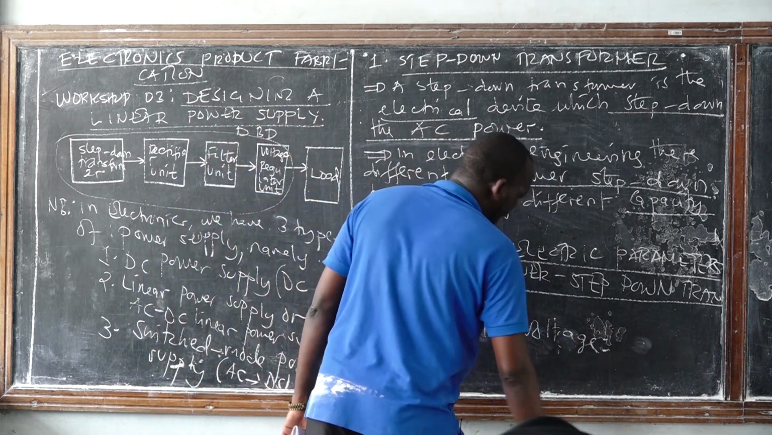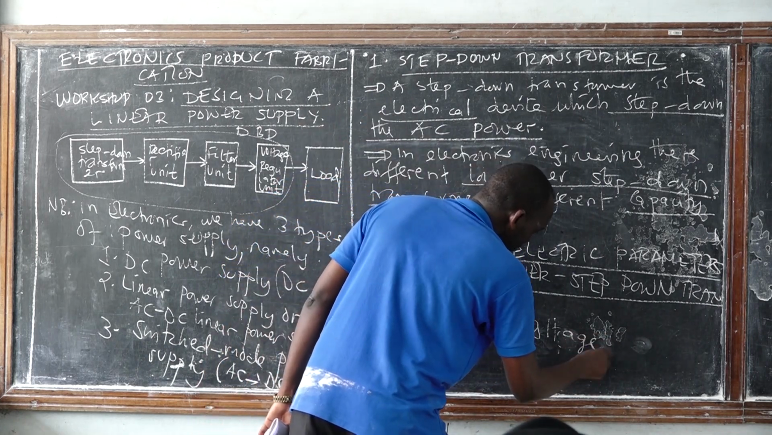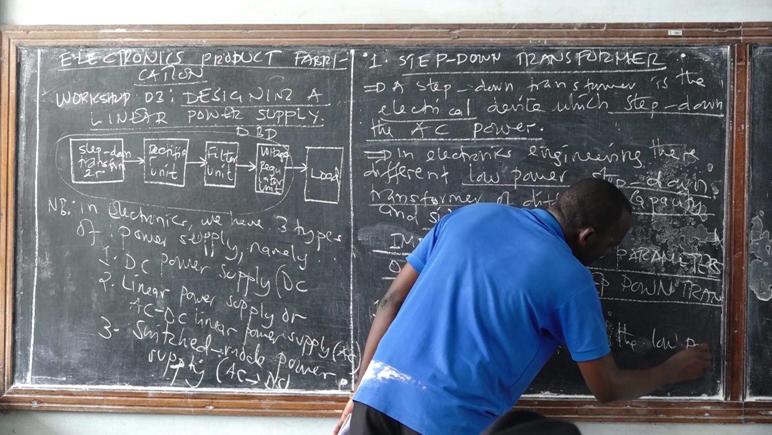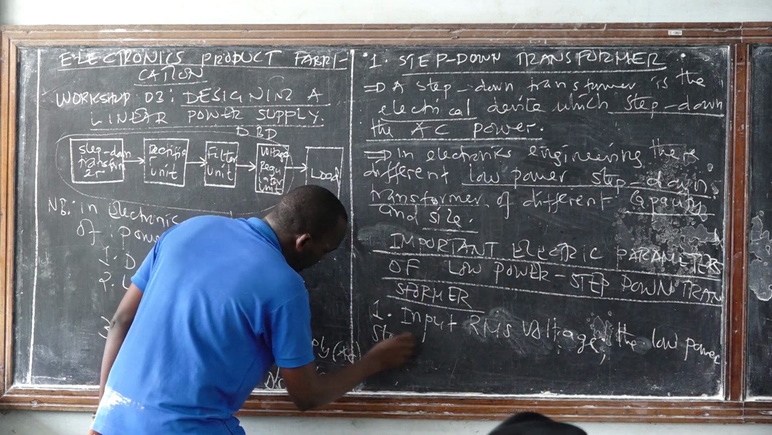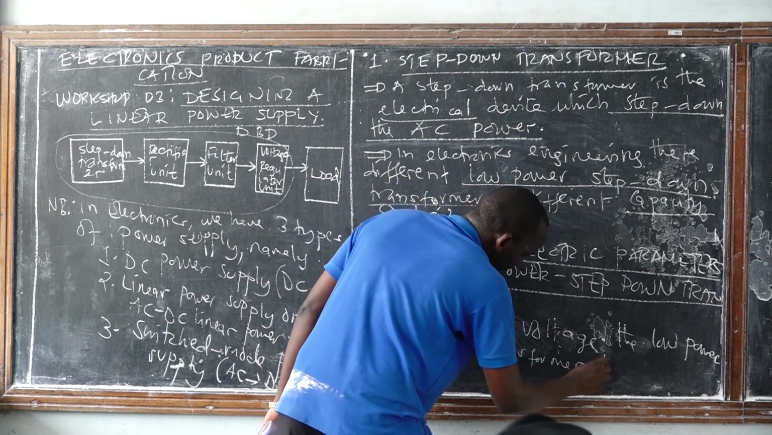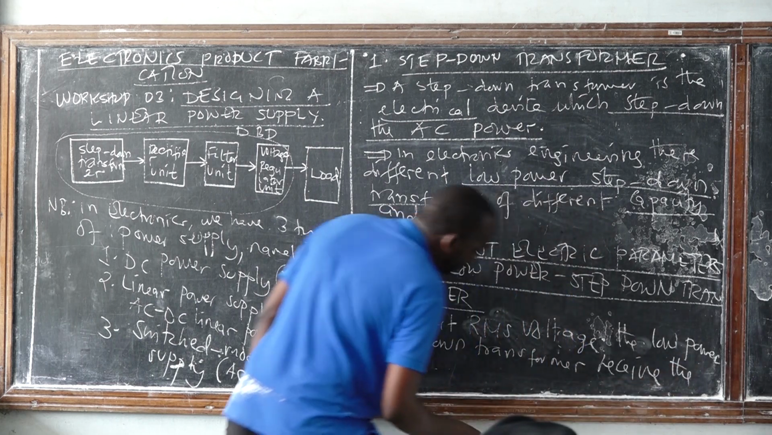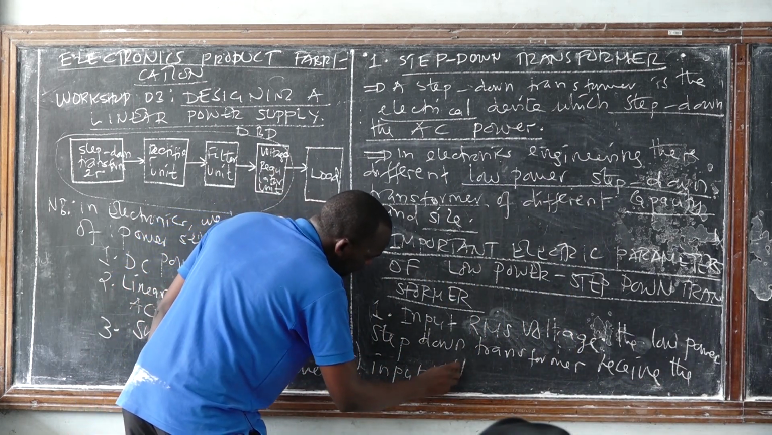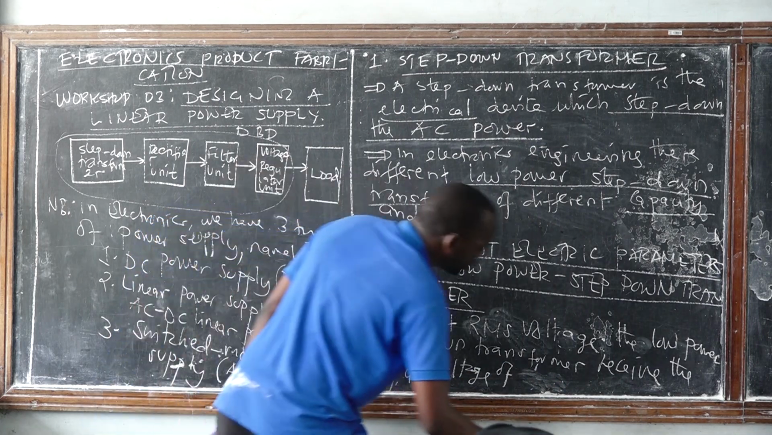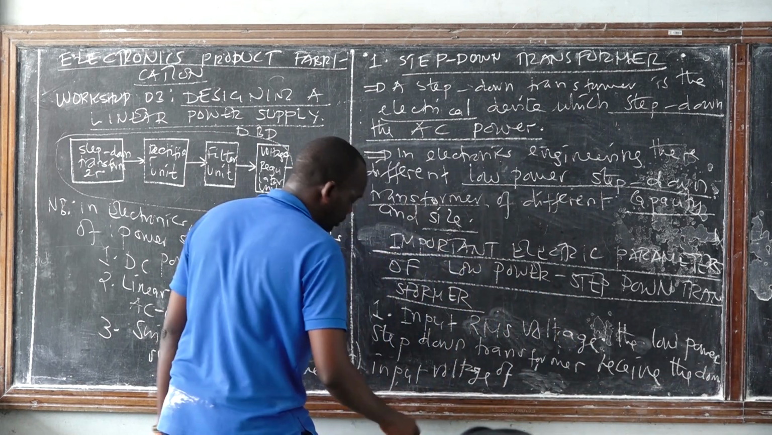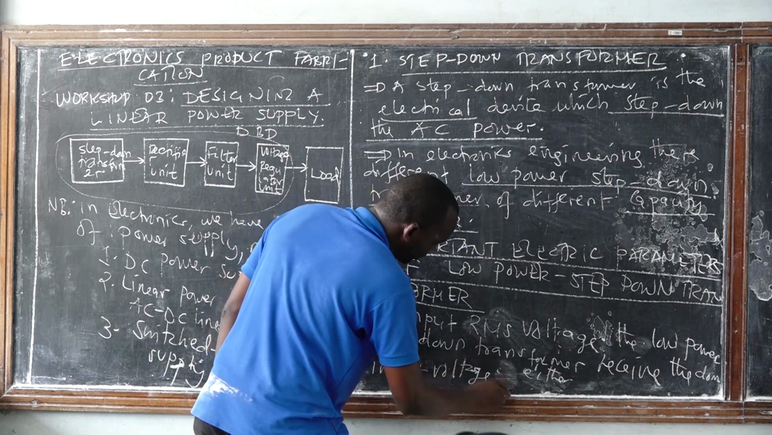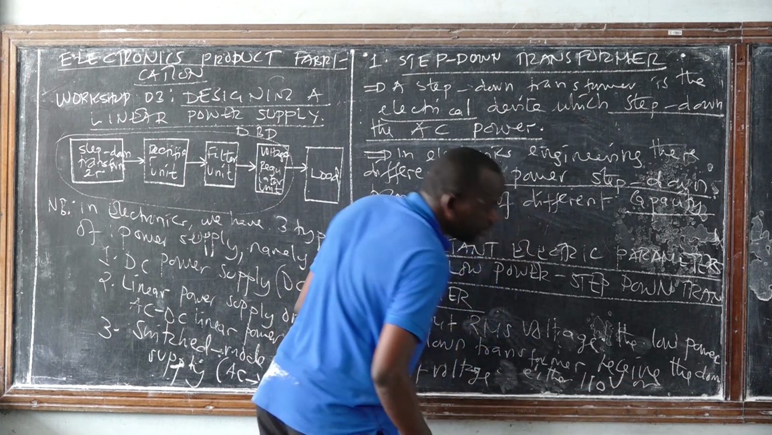So he said that the low power step down transformer receives the domestic input voltage of either 110 volts or 120 volts.